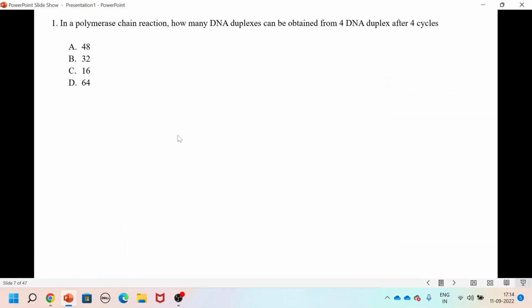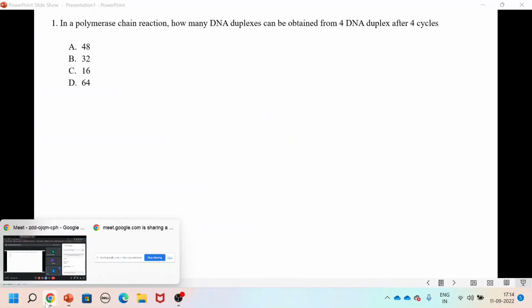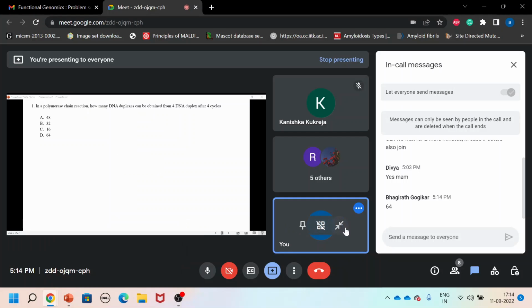Would anyone like to answer this question? In a polymerase chain reaction, how many DNA duplexes can be obtained from 4 DNA duplexes after 4 cycles? Okay, so Bhagirath has answered 64. Anyone else who would like to attempt this question?